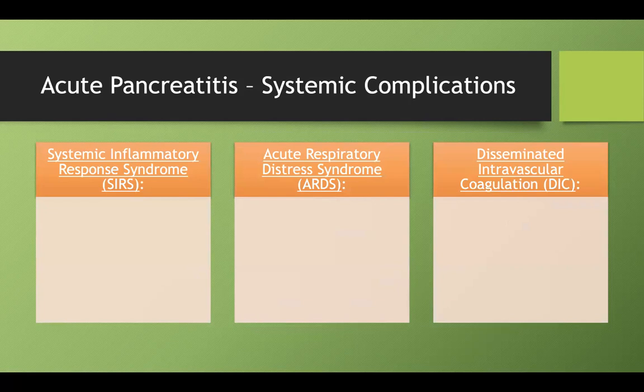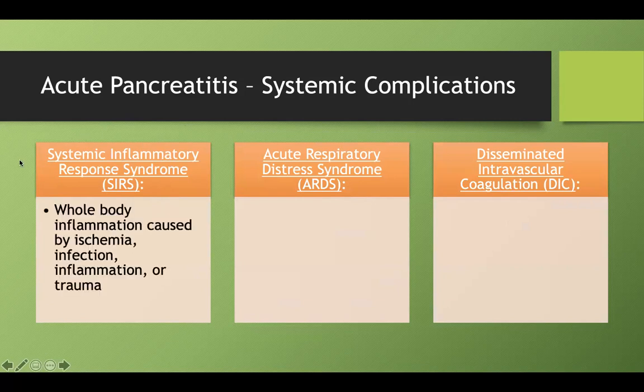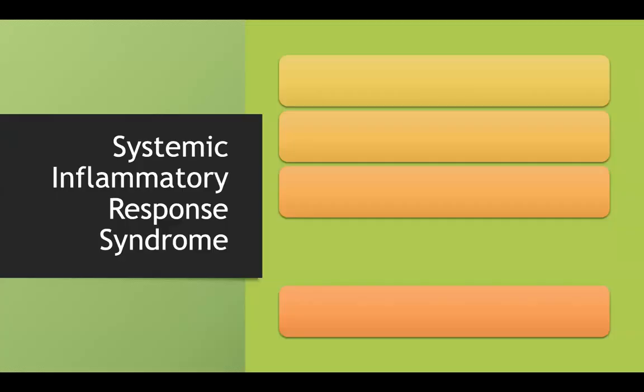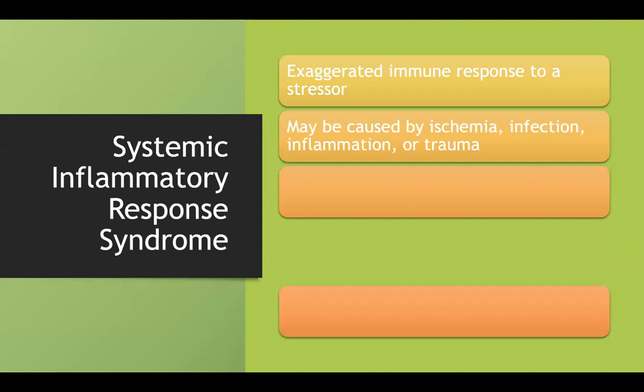These systemic complications, they only test you on in the context of acute pancreatitis for most of these, but I think they're useful to go over each of these 3 because they're going to be really important later on. And this one's important for pretty much any inpatient rotation you'll ever do in your life. So SIRS, systemic inflammatory response syndrome. This is whole body inflammation. So a lot of people think it's infection, and it could be due to infection, but it could also be due to ischemia, other inflammation, or trauma. So it's an exaggerated immune response to some stressor. And as we just talked about, it can be caused by many different things.